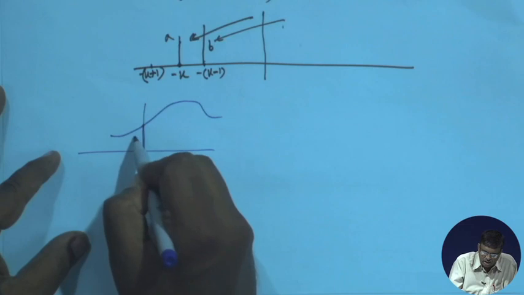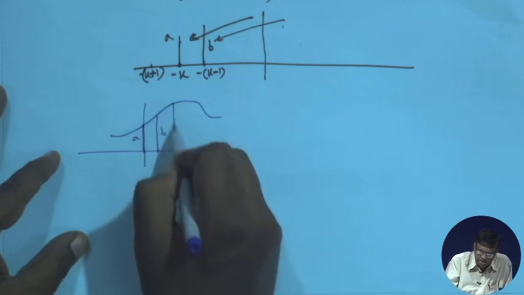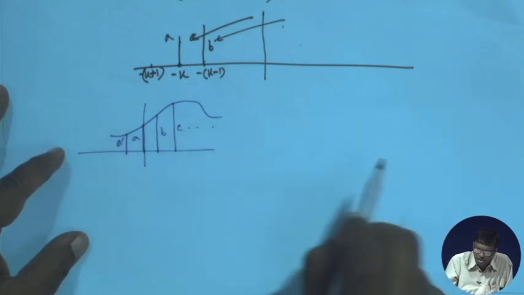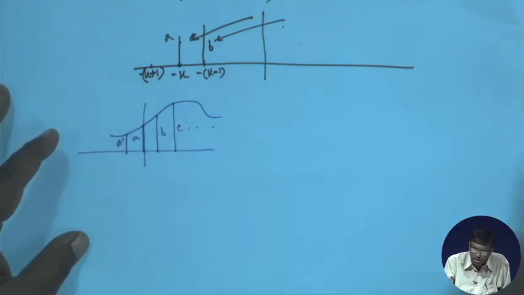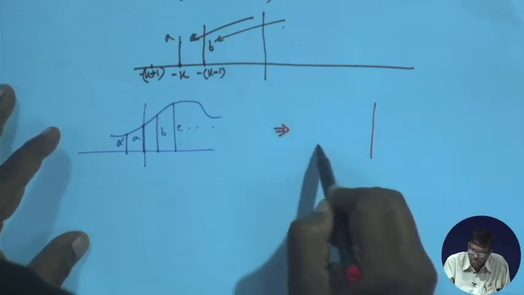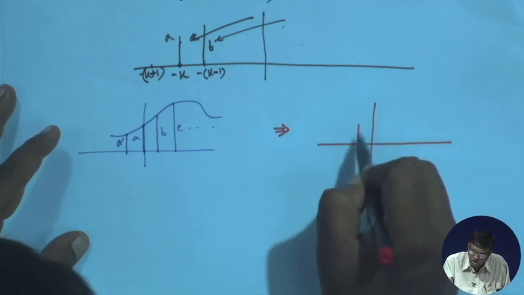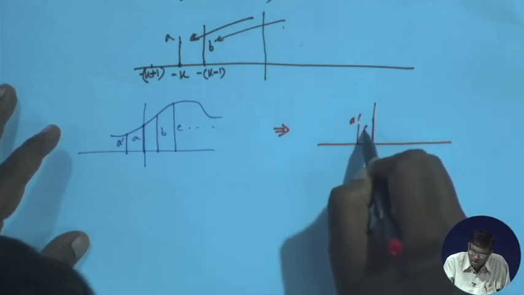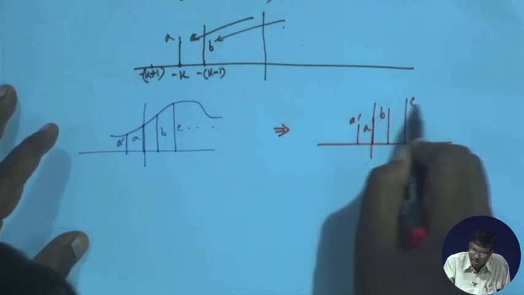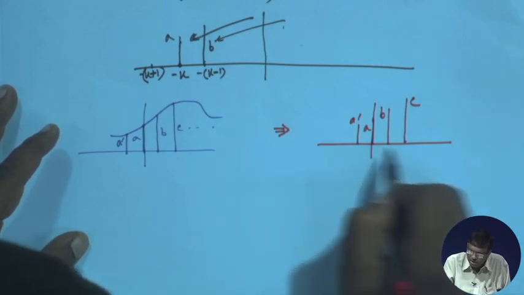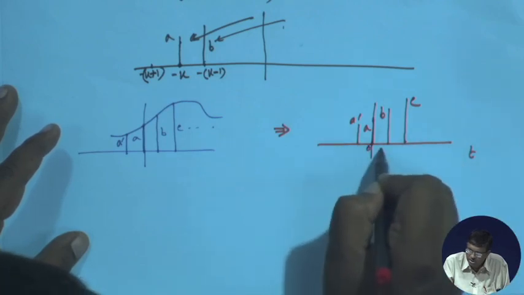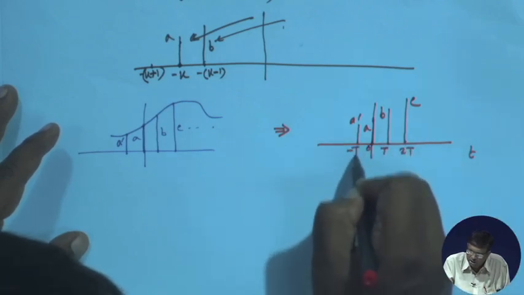you obtained A, you obtained B, you obtained C, and so on, and A prime. So, you got a sequence A prime, A, B, C, like that. Okay. And if it is actually time, if I do not write it as an index, this is at 0, this is at T, this is at 2T, this is at minus T, like that.